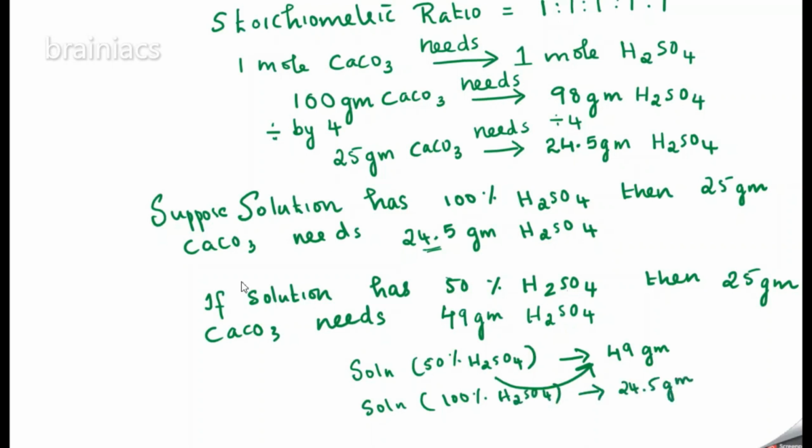Now you can think in another way also. Suppose the solution has 25% H2SO4. So 25% H2SO4 means, 25 into how much is 100%? 4 times. Then that means you need to multiply this 24.5 into 4. Okay, so I hope you understood the explanation. If you have any doubt, please get back to me.